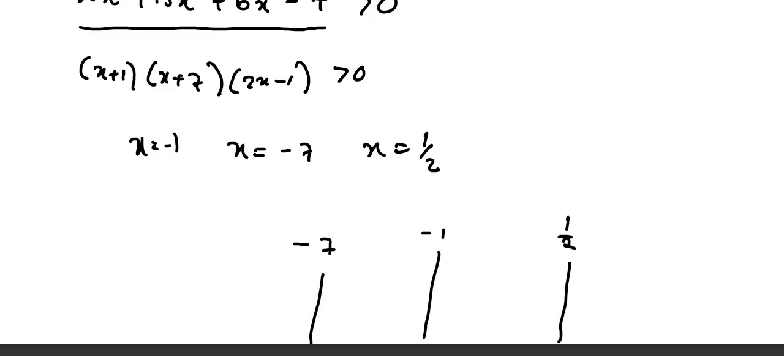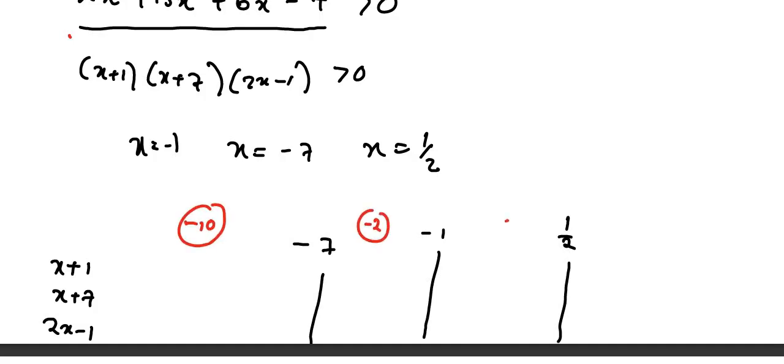This is what you get. So you have the three factors, you put them this side: x plus 1, x plus 7, 2x minus 1. So you pick any number which is less than -7, I'll use -10. Any number in between here, I'll use -2. Any number in between here, I can use 0. Any number after a half, I can use 2.